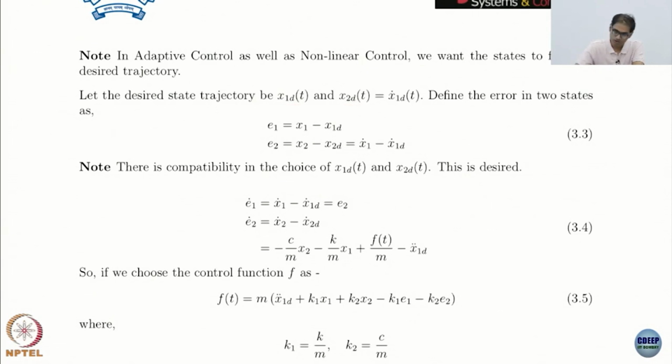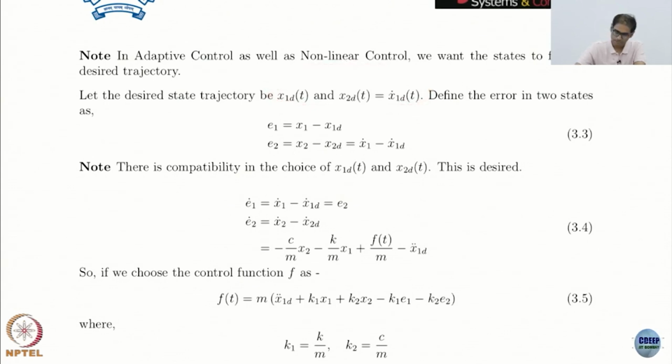Now, the velocity trajectory has to be the derivative of the position trajectory, because otherwise it's not a compatible trajectory. Position and velocity have to be the derivative of each other. In control, this is typically called a matching condition. Basically, it says that your trajectories have to satisfy some conditions. They can't be some ridiculous trajectory. For example, if your dynamical system is a second order system and your trajectory is derived from a fourth order system, it doesn't make sense. You can't track it. So the trajectories satisfy this requirement.